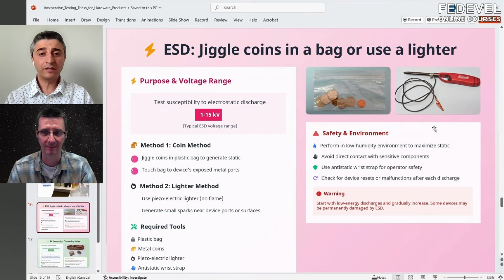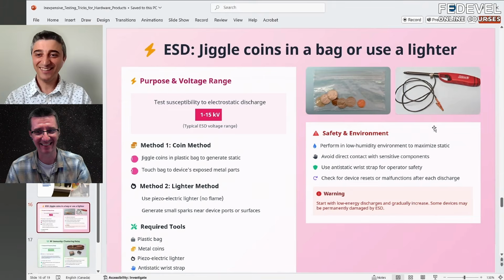So the ESD gun might not be available, but there are easy tricks. You could easily grab some coins in a Ziploc bag and just jiggle them, then bring that closer and touch the device's exposed metal parts. Is this going to work? I never tried this. I should try it.